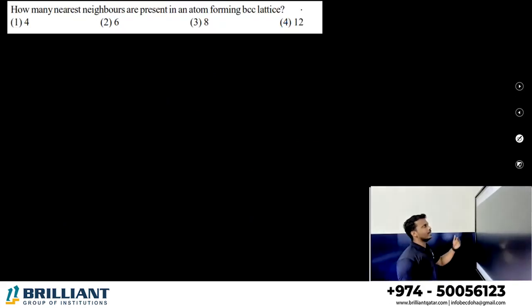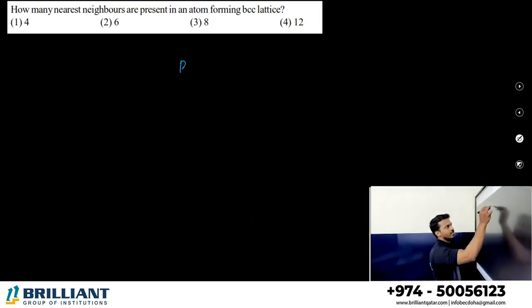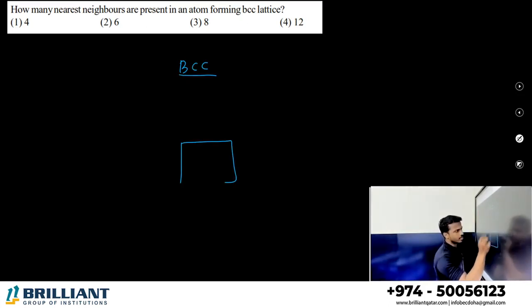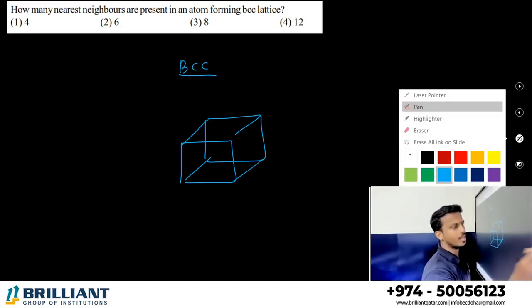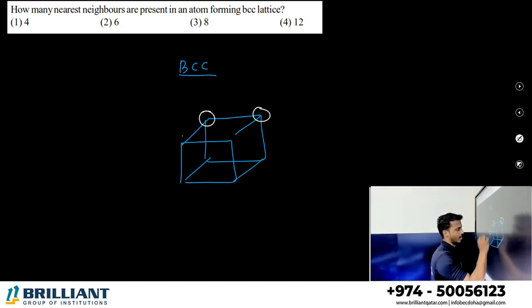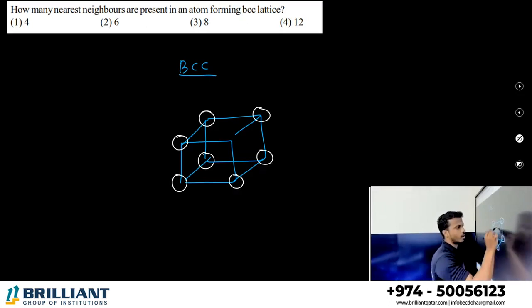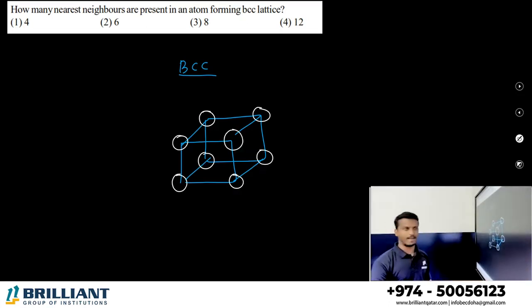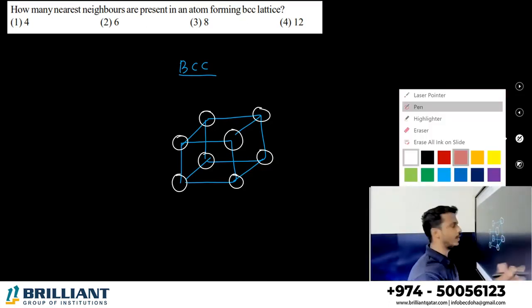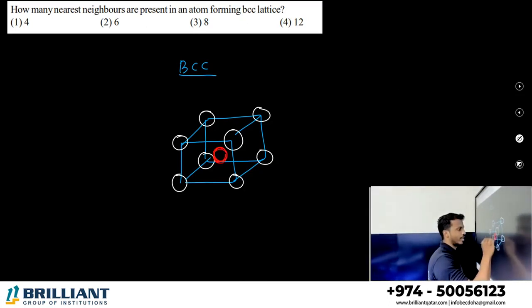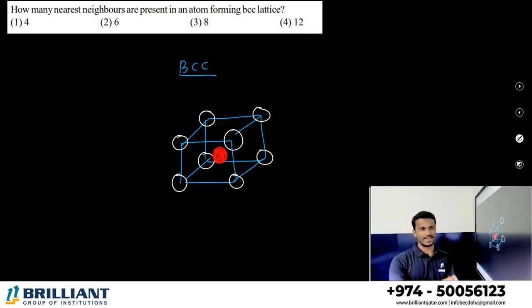How many nearest neighbors are present in an atom forming BCC lattice? They are asking you what is the coordination number in BCC. What is BCC system, dear all? BCC system means in the unit cell, particles are present at 8 corners, correct? Primitive is common in all systems, right? This is the primitive unit cell. Other than this, one sphere is present at the center of the body. This is called the BCC system, correct?